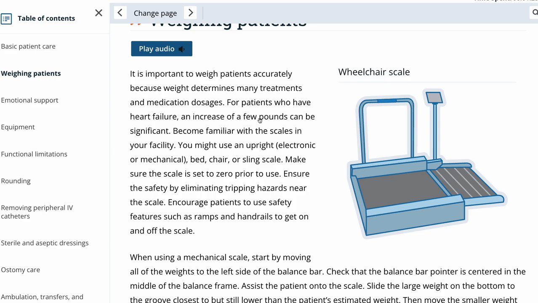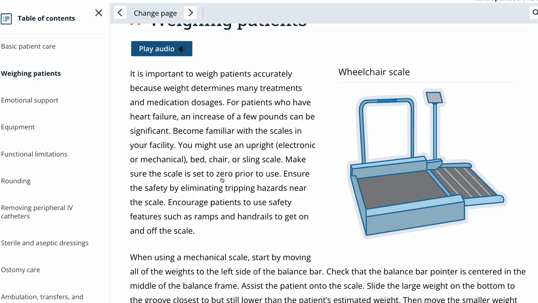So you may have a patient, usually patients who have heart failure, who have to get their weights daily, a daily weight. Again, an increase in just a few pounds can be significant. It's very important that you learn about the different types of scales. There are upright electronic scales, mechanical scales, bed scales, chair scales, sling scales, there are different types of scales. But we have to always make sure that whatever scale we use, it is set to 0 beforehand.